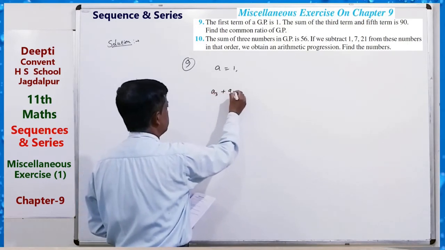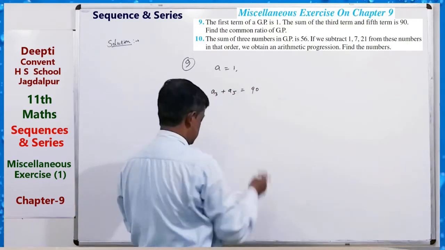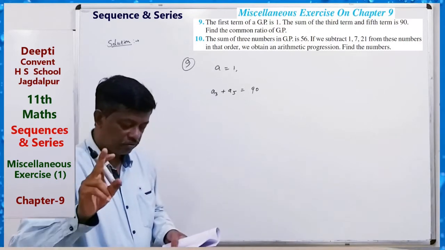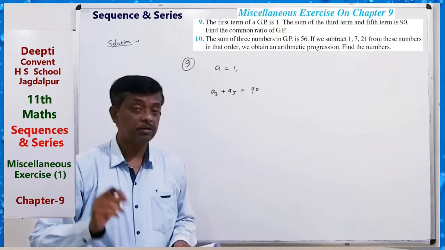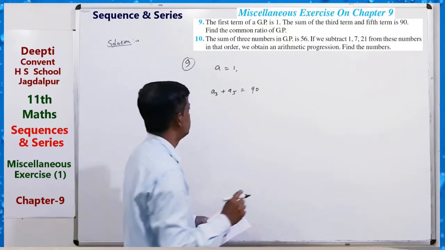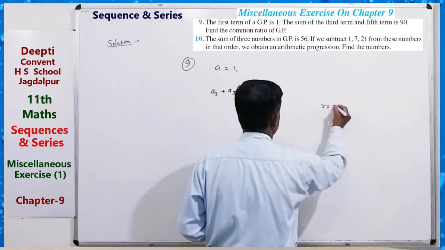The sum of the third term and fifth term is 90. We have to find the common ratio.